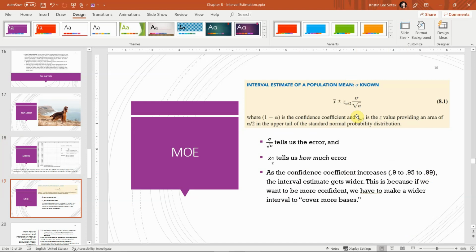So those are just some things to think about conceptually in terms of your margin of error. Where does it come from? What is it telling you? How do the standard deviation of the true population, the sample size, and your confidence coefficient affect the margin of error and ultimately the interval estimate that you get?